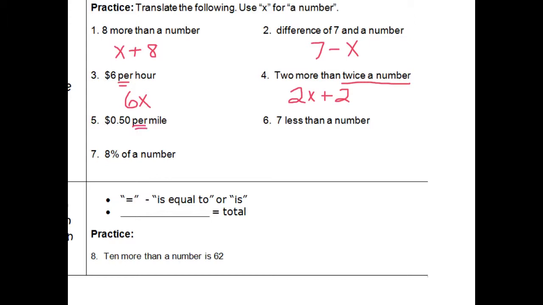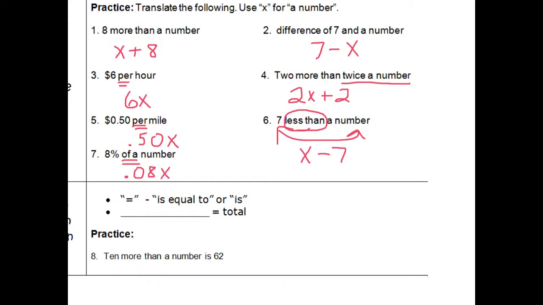Here we have another per. We got 50 cents. Let's make that big. 50 cents per mile, which means multiply our miles, x, times 50 cents. Okay, here's our little less than thing, the thing that we have to pay a lot of attention to. It's the one where we're going to flip our number and our 7. So the number goes first, that's x. Less than, we're talking about subtraction, 7. And then the last one, 8% of a number. Of a number means to multiply. So if we write it out, it's 0.08. That's 8% of a number.